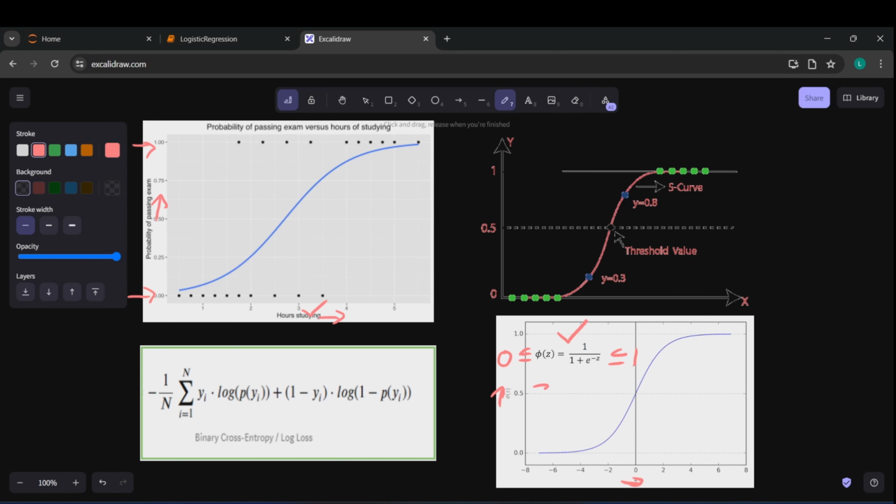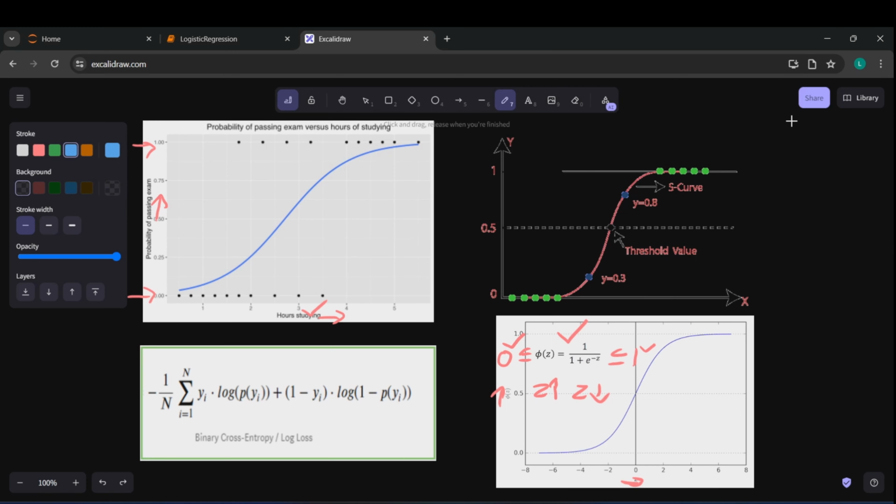Now if z value is too large, e power minus z value becomes 0 and the sigmoid value becomes 1. And if z value is too small, e power minus z value becomes infinity and its sigmoid value becomes 0. Thus this function maps any input to a value between 0 and 1, which can be interpreted as a probability, which is exactly what we need. For given features, we need the probability of its outcome falling in one of the two classes. So what logistic regression does is it fits this S-curve to the data, allowing it to predict probabilities for each class. So how do we accurately fit this S-curve to our data?